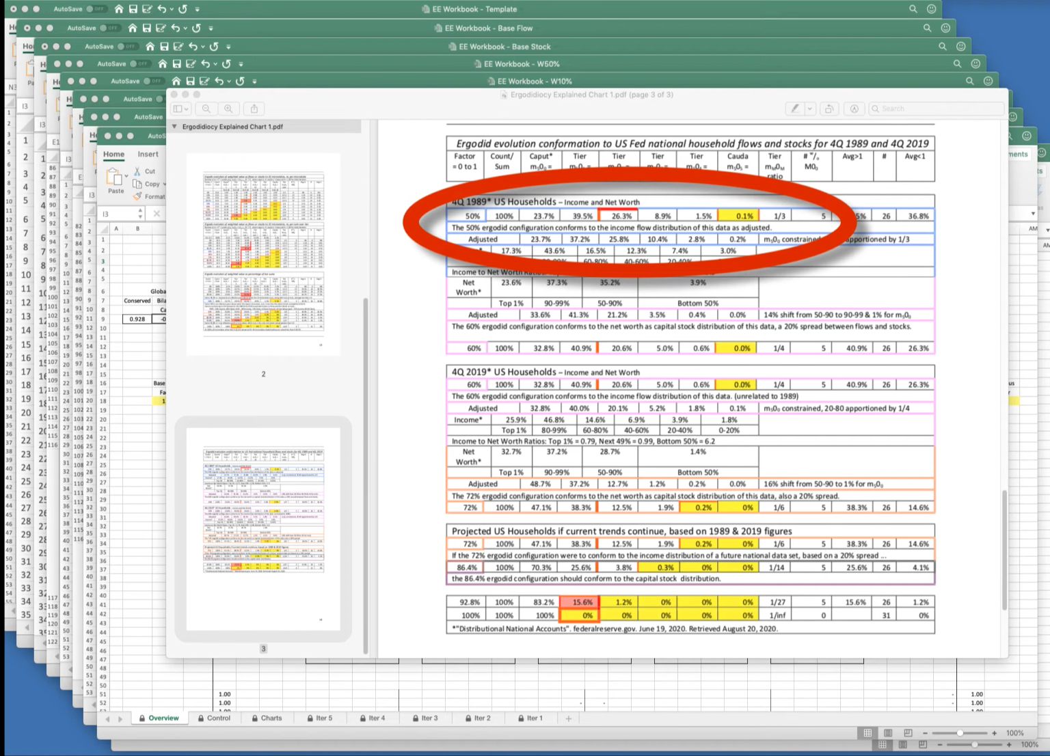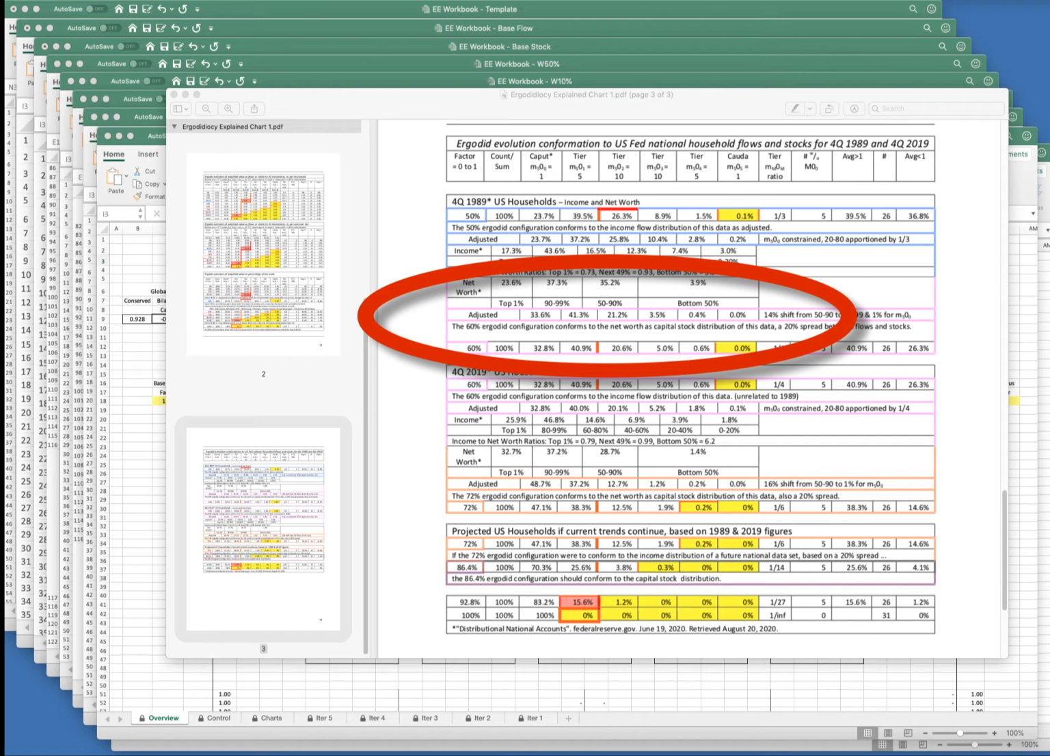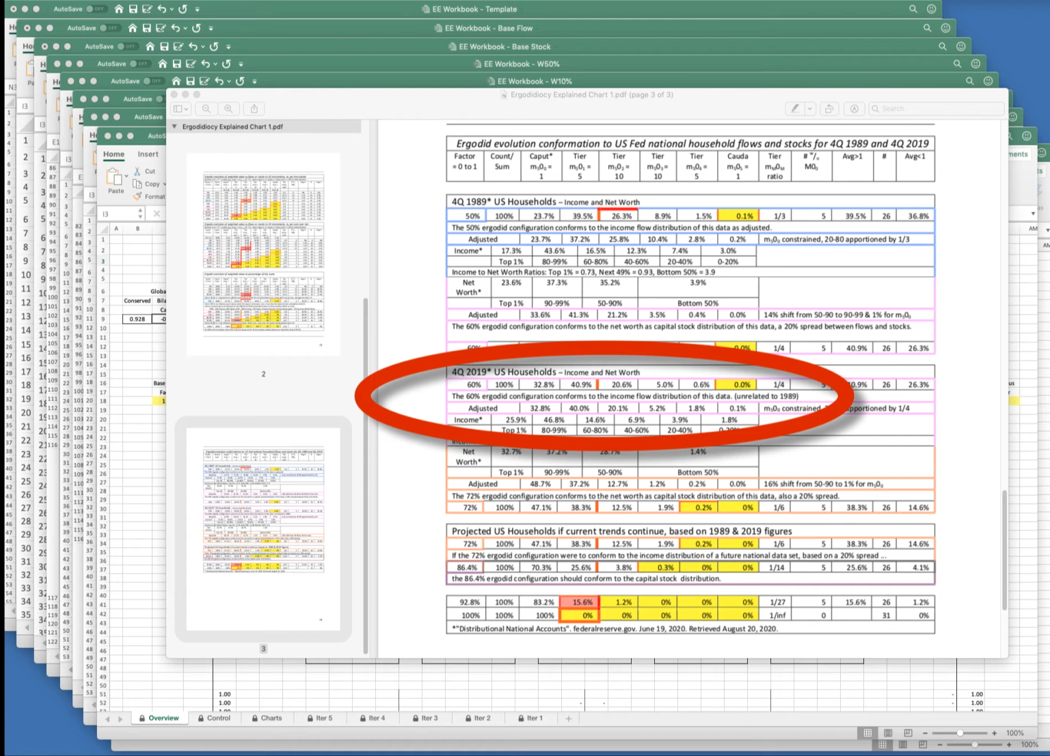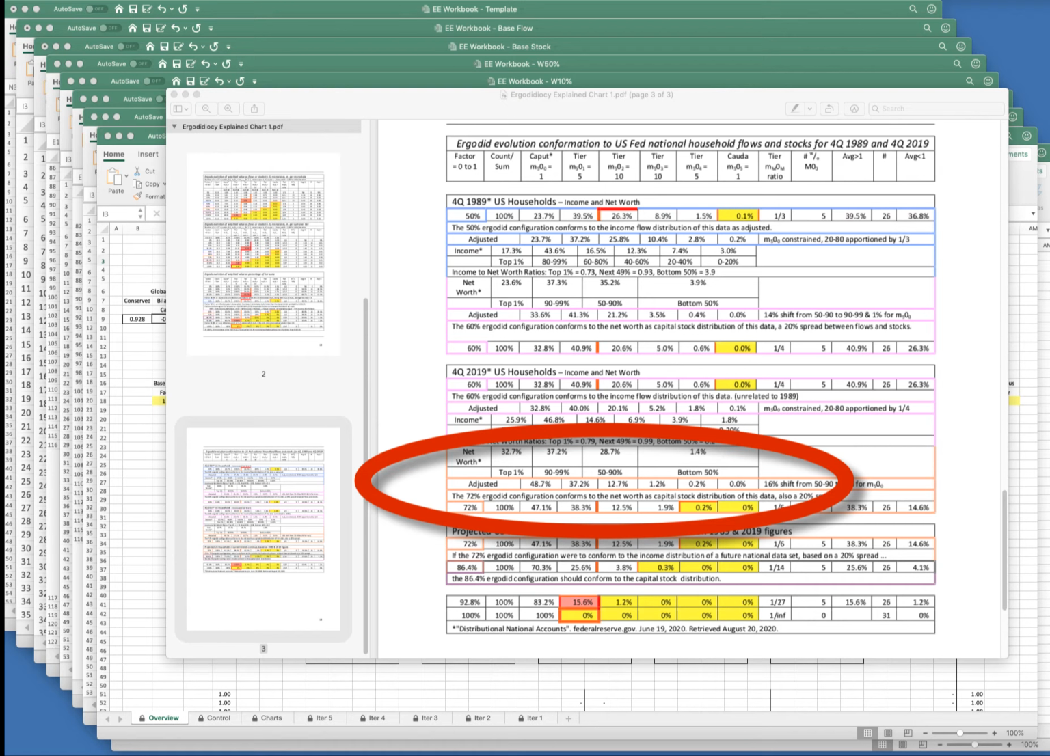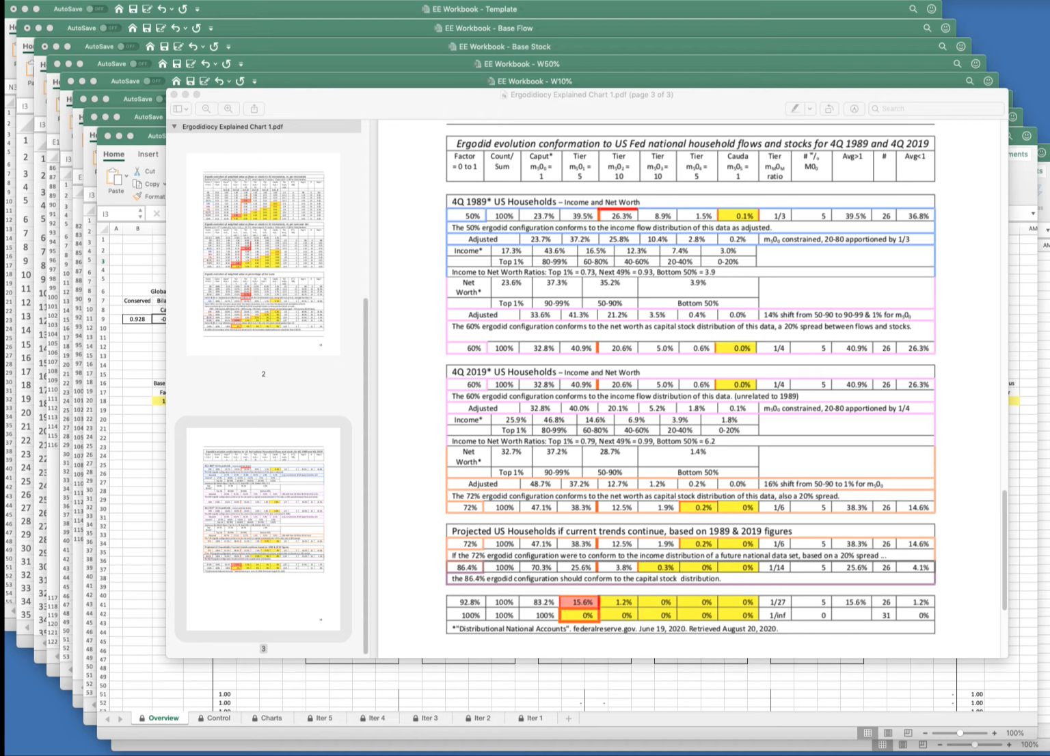W50% conforms with the fourth quarter 1989 income. W60% of the ergodic structure conforms with the fourth quarter 1989 net worth. That same W60% also conforms very closely with the fourth quarter 2019 income, and the W72% with the fourth quarter 2019 net worth. The confirmations are sufficiently congruent with the general scenarios to suggest further and more detailed analysis.